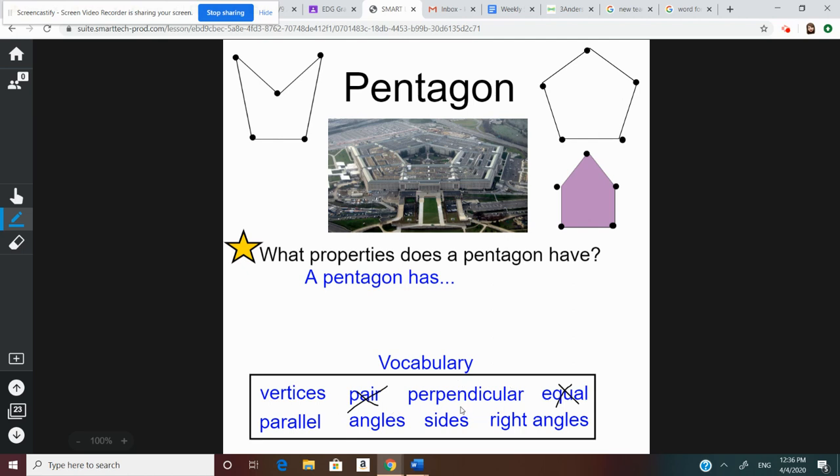Now let's look at these perpendicular lines. Remember what we're looking for with a perpendicular line? So we're looking for that right angle. So this is not going to be the same with every single pentagon. Can you figure out which one of these 3 shapes has perpendicular lines? Pause the video if you need a second.